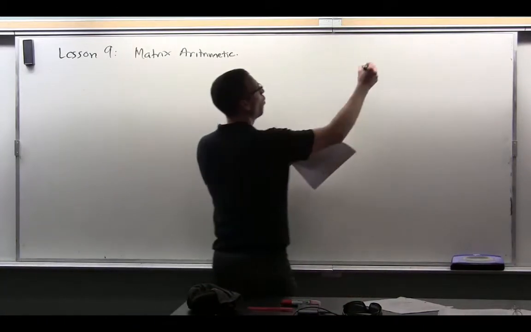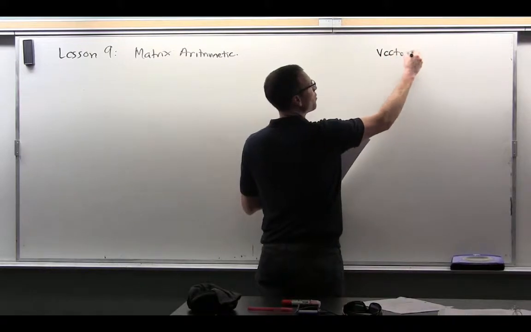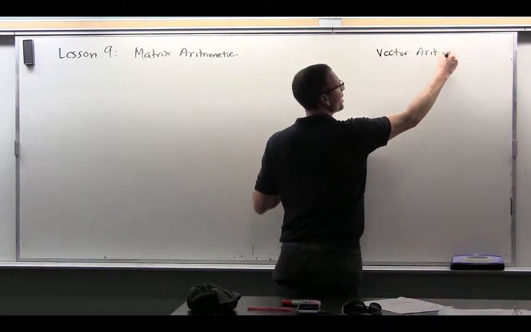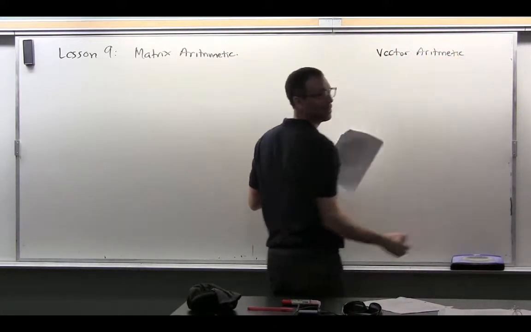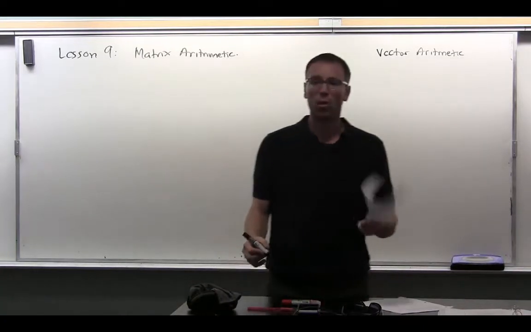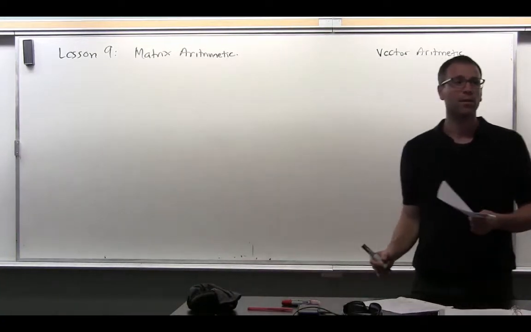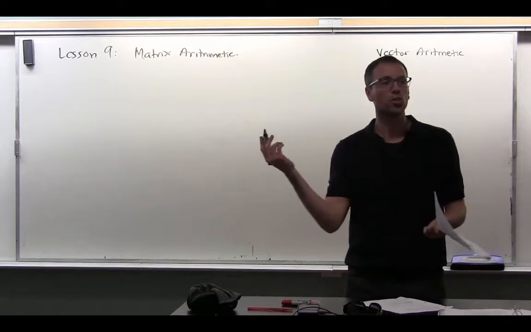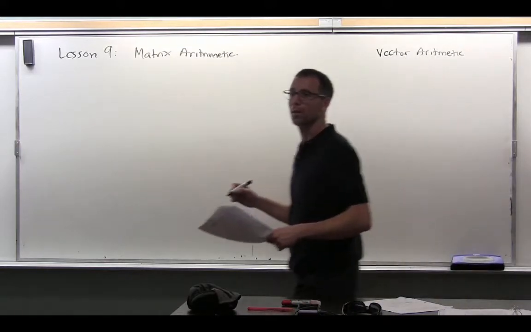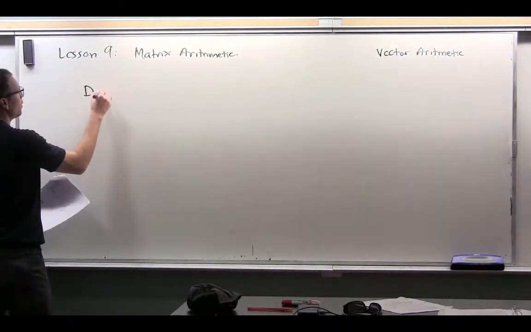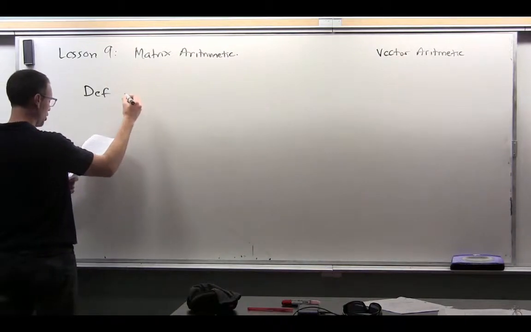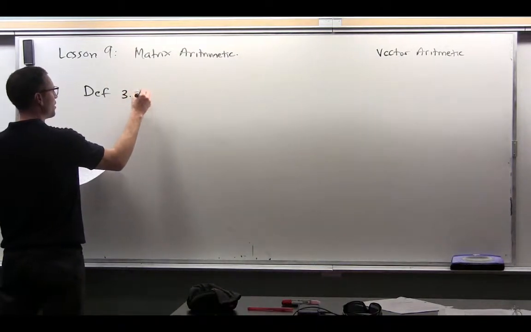Let me ask you, what was the thing that we did in vector arithmetic? What was the first thing that we talked about in vector arithmetic? Scalar vector multiplication. What was the next thing we talked about? Vector addition. Can you guess what we're going to do in matrix arithmetic? Matrix. Yeah, so let's do definition. I guess I'll do it in this. I should have done this in the same order.